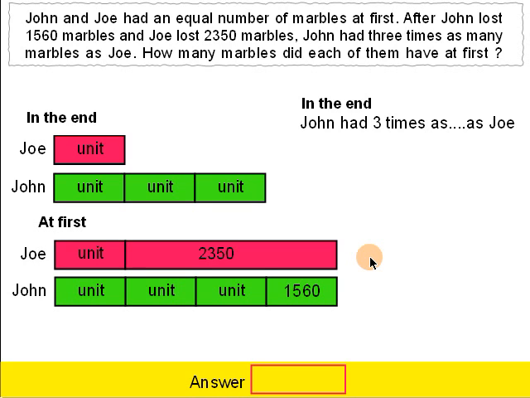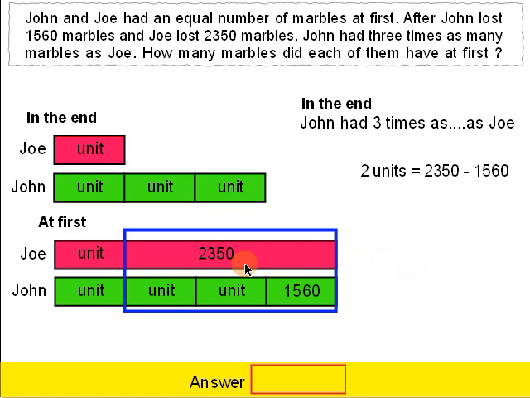Now by looking at the models of John and Joe at first and comparing the difference, which is highlighted in this blue box, you straight away are able to find out what the 1 unit is equivalent to. Over here in the blue box, you can tell that 2 units is equivalent to 2350 subtract 1560. Work out the sum, you get 790. That is for 2 units. And therefore 1 unit will be 790 divided by 2. Do your sum and you get 395.